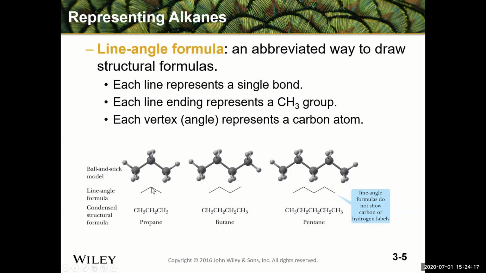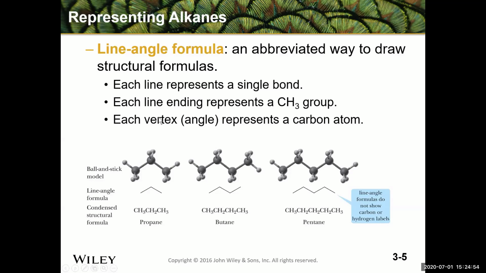So there's 2 hydrogen atoms implied at this point here. And then of course there's 3 hydrogen atoms at the end. So this molecule here, butane, we have 1, 2, 3, 4 carbon atoms, and then likewise we can determine the number of hydrogens. And then pentane, we have 1, 2, 3, 4, 5. So again, these are line angle formulas, a very abbreviated way to represent the structures of these alkanes.